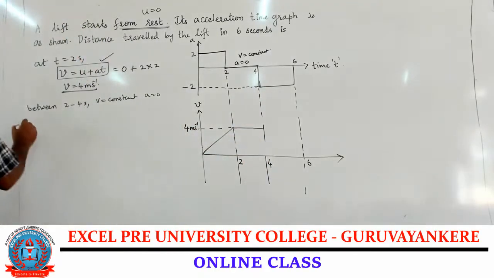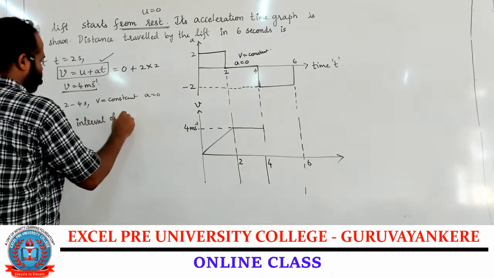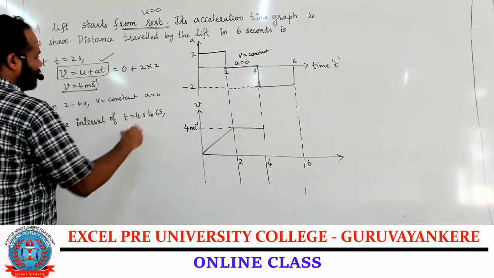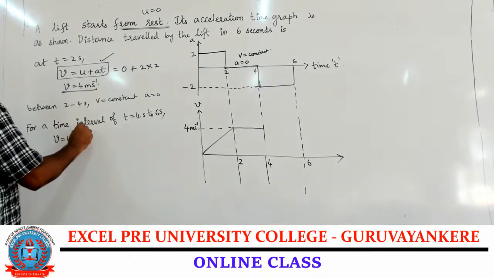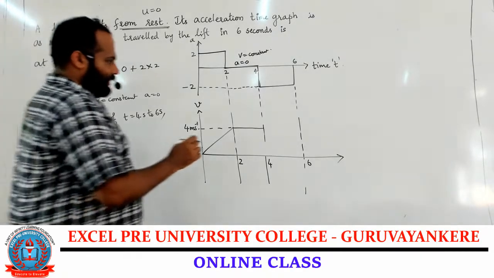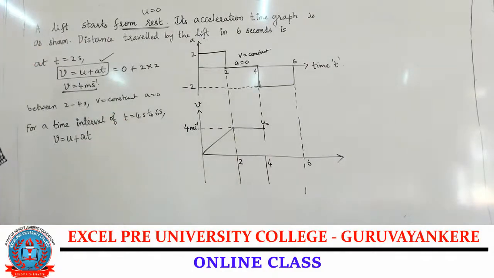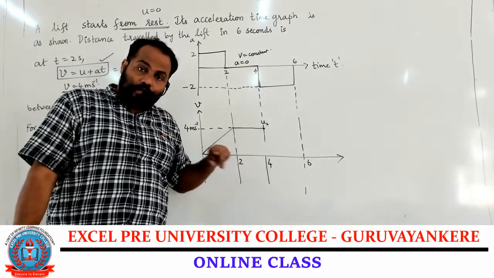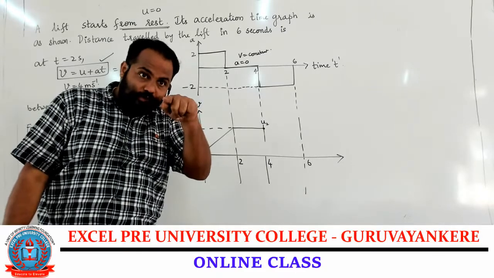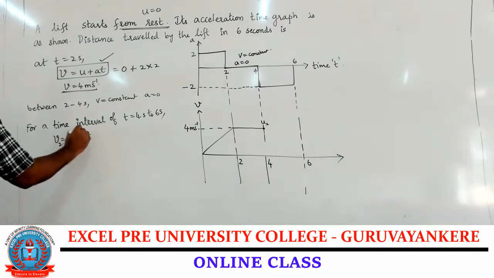That is why for a time interval of t is equal to 4 seconds to 6 seconds, v is equal to u plus at. Now the velocity at the end of 4 seconds is the initial velocity for the 5th second. Agree? Velocity at the end of the 4th second is the initial velocity for the starting of the 5th second. That is why I'll write this as u2, and this will become a2.